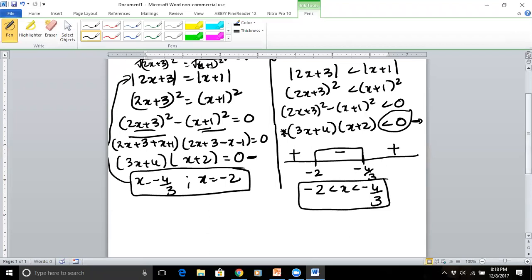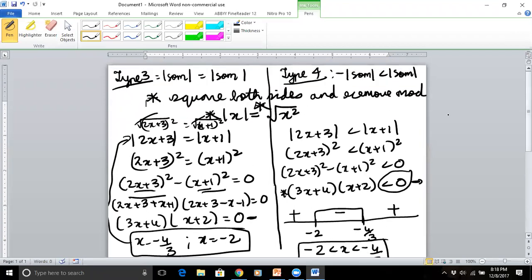Okay with this, guys? All of y'all okay with type 3 and type 4? I've done type 3 and type 4 together so that you compare the two. The exact procedures of solving is the same.